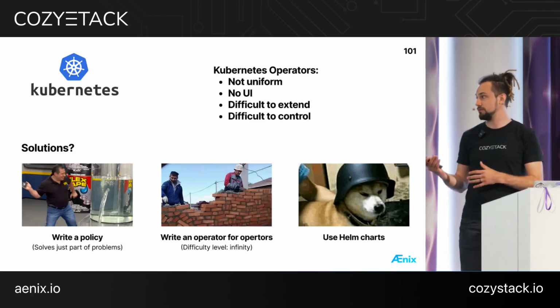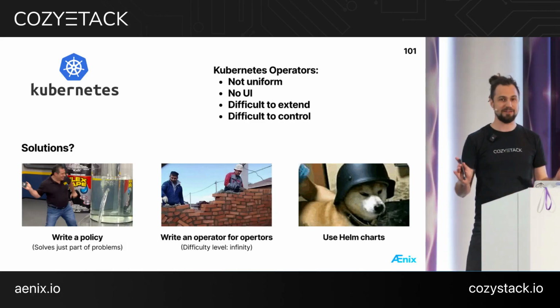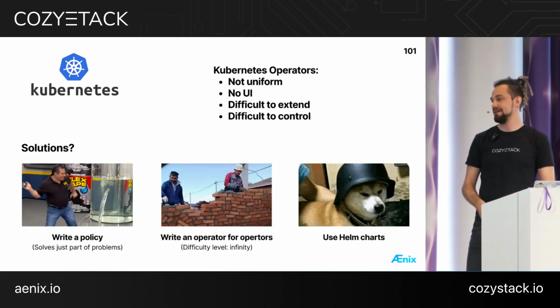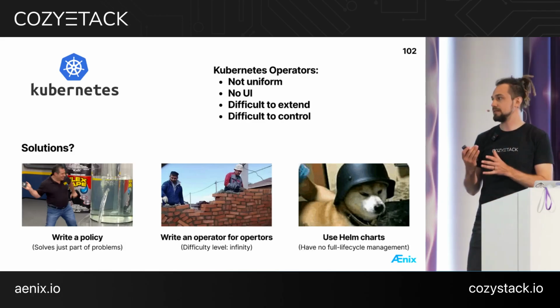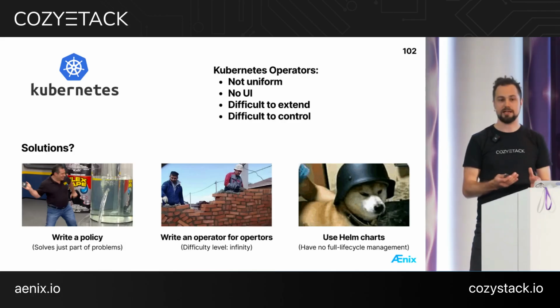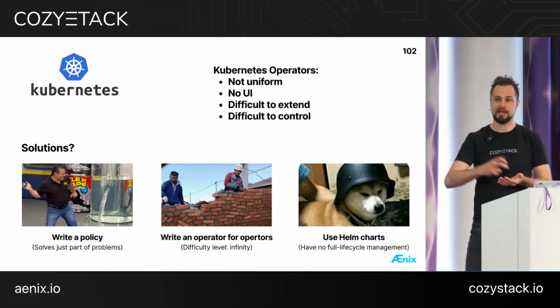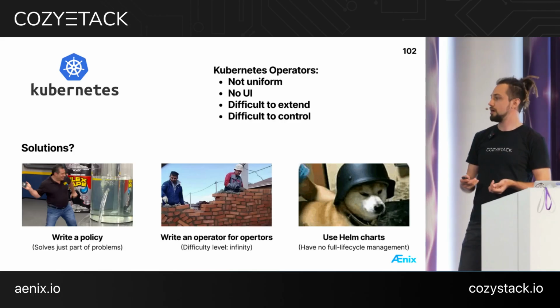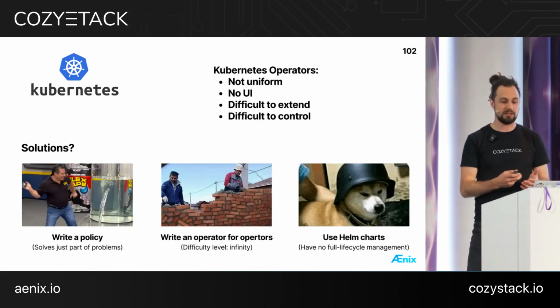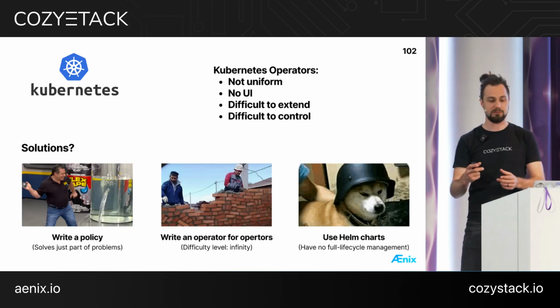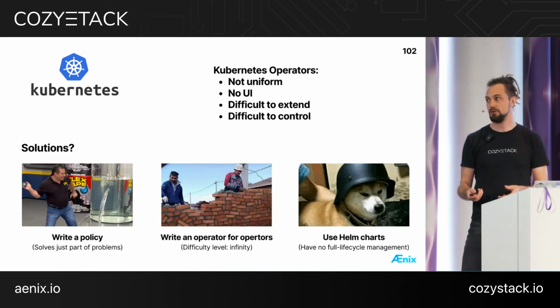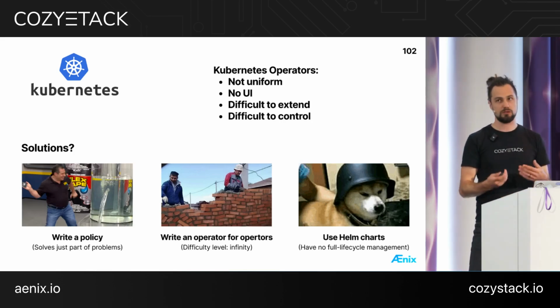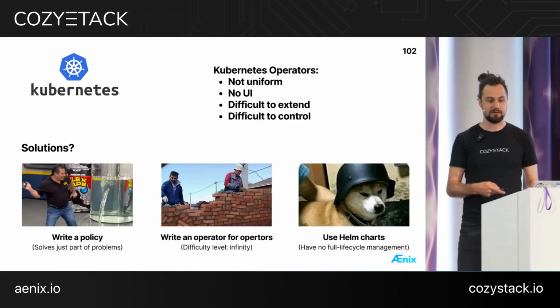You can also use Helm charts, which are pretty fine here. They always have the same interface, the values file, but the problem is that Helm has no full lifecycle management. Yes, it can put some YAMLs into Kubernetes, but it will not guarantee you that some Postgres replica will be properly fixed in case of node failure. So we have to use operators in the backend anyway.